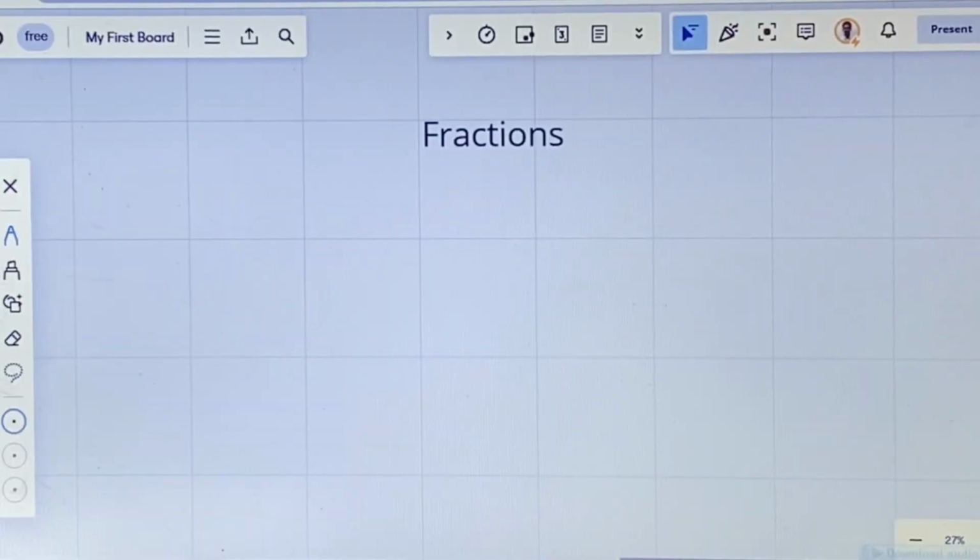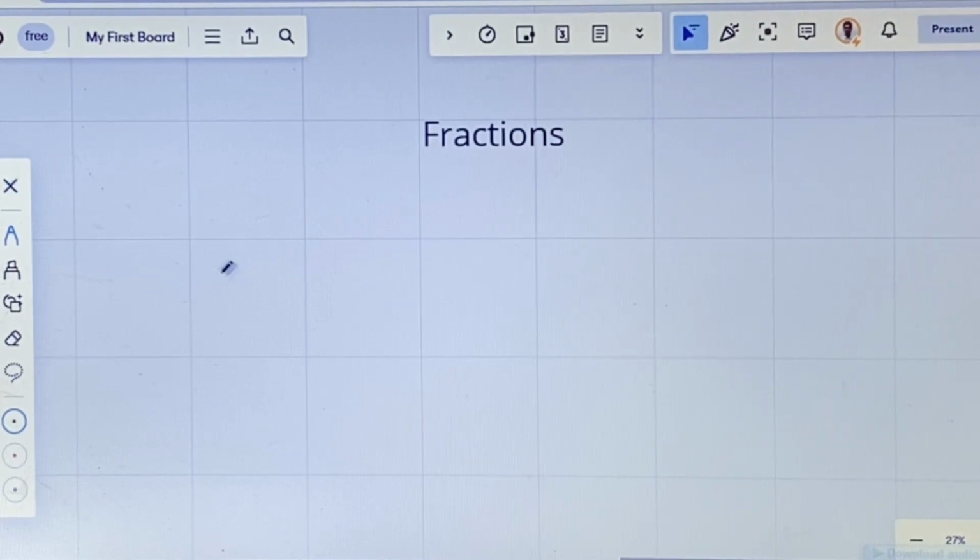Now we're gonna talk about fractions. Okay, what are fractions then? What comes to mind when you hear the word fraction? Basically, a fraction is a part. Let's say you have a pizza. Part of a pizza is also called a fraction of a pizza.